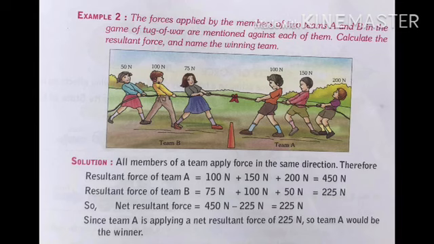All the members of team A apply force in the same direction. Therefore, the resultant force of team A is equal to 450 Newton. The resultant force of team B is equal to 225 Newton. Now the net resultant force is equal to 450 minus 225 Newton, that is 225 Newton. Since team A applied a net resultant force of 225 Newton, team A would be the winner.